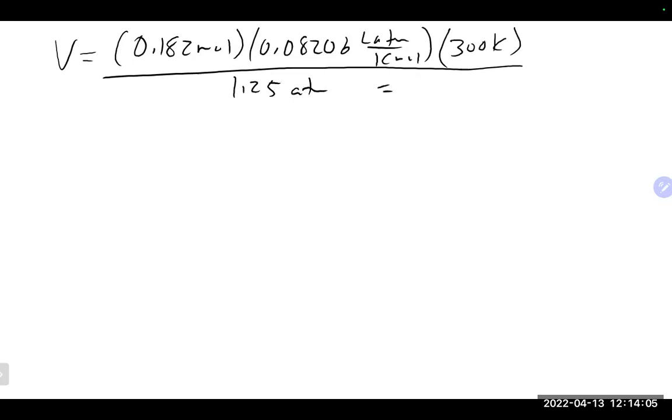All right. So we're going to take 0.182 times 0.08206 times 300 divided by 1.25. And that's going to give us 3.58 liters as our amount of hydrogen gas that would be produced in this particular case. Any questions on any of that there?